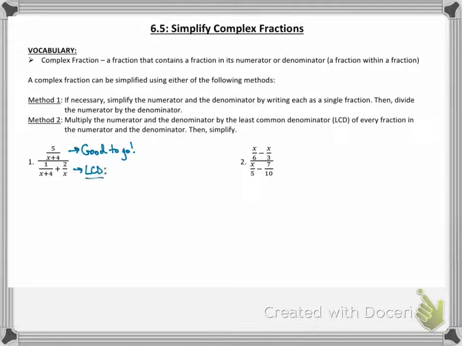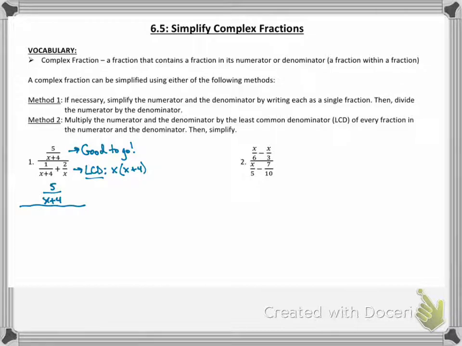So if I look at my denominators, x plus 4 and x, well, they're not factorable, which is good because that'll kind of save us some time. But we need each of them. So we need an x and we need an x plus 4. So what I'm going to do is work with the denominator here. So I'm going to leave the numerator alone, write the 5 over x plus 4. I'm going to put a bigger fraction bar so I know the difference between my little fraction and my big fraction. My denominator in the first problem here, I've got the 1 over x plus 4.